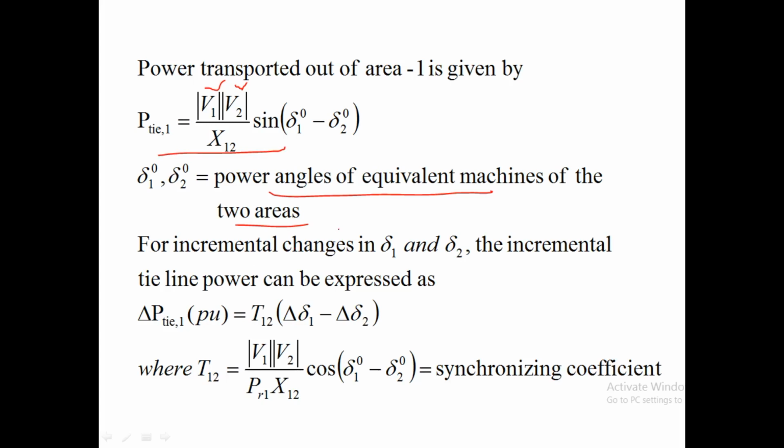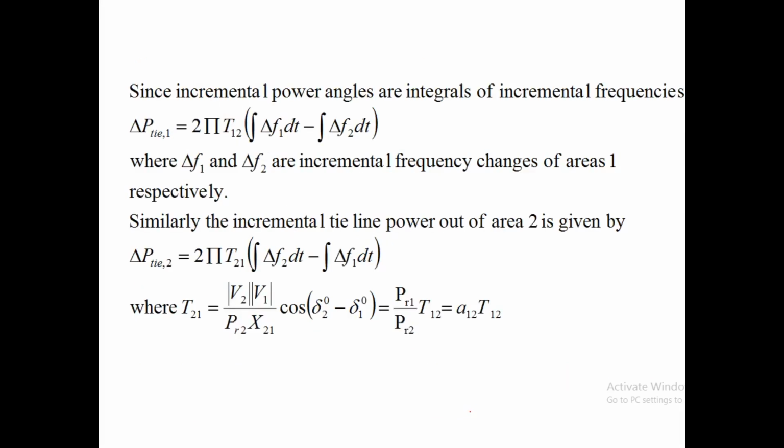If there is any change in delta, why are delta 1 and delta 2 changed? Because we know that whenever there is a change in frequency, we are studying the power frequency control, or the change in frequency due to the change in steam input. In the first lectures you can clearly understand that. So whenever there is a change in power, steam input or frequency, there will be a change in the power angles delta 1 and delta 2. Then the tie line power can be expressed like this, T12 into delta 1, where T12 is given by this relation. This is known as the synchronizing coefficient.